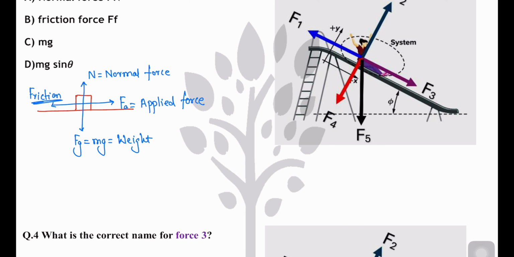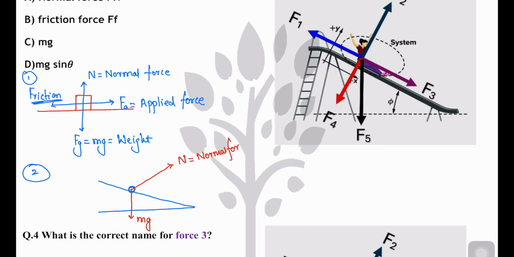All clear? Now this is when the body is on a straight line. This is case number 1. Now case number 2: if something is going down or up. Let's say here is your body. The first thing, which is going exactly down, is called mg. The one perpendicular to the surface is called N, the normal force. Here is angle theta. Clear? Okay.